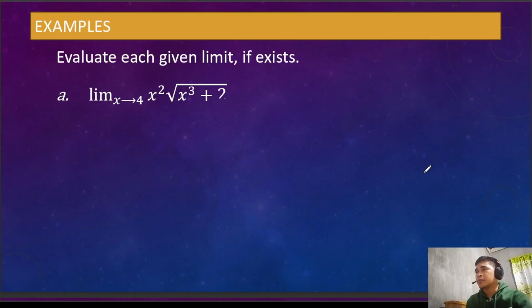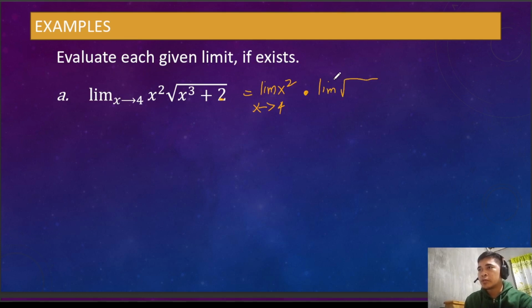Example: evaluate each limit if it exists. Number 1: the limit of x squared times the square root of x cubed plus 2 as x approaches 4. First, let's separate the limit of x squared as x approaches 4, which is multiplied by the limit of the square root of x cubed plus 2 as x approaches 4. And then we solve each.